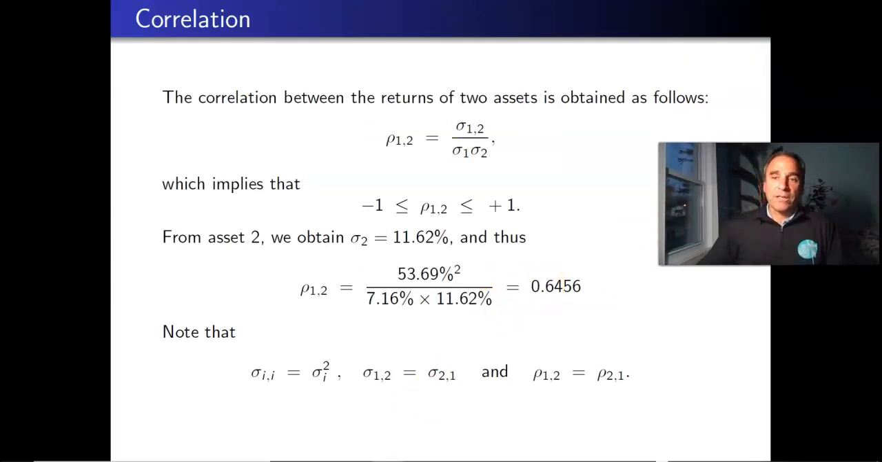Percentage squared, like the covariance itself, is awkward to work with, so we prefer to normalize it. The size of the covariance depends on the variance of each of the assets we consider. So by taking the covariance and dividing it by the product of each of the standard deviations, we obtain a measure which always lies between minus 1 and 1. In this case, if we calculate the standard deviation of asset 2, we obtain 11.62, which gives us a correlation between the two assets of 0.64.